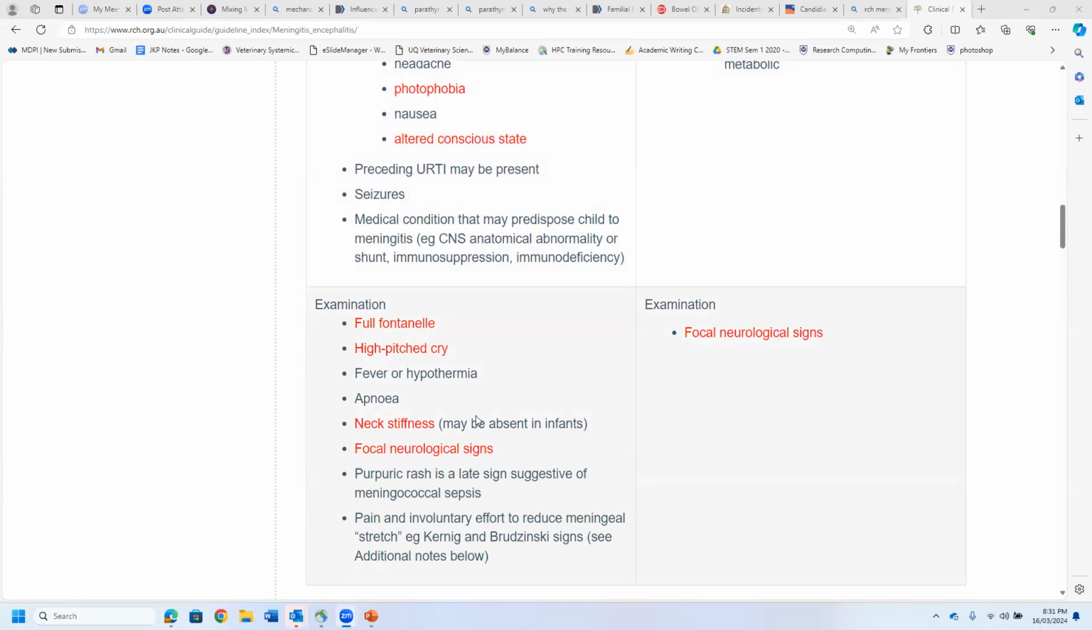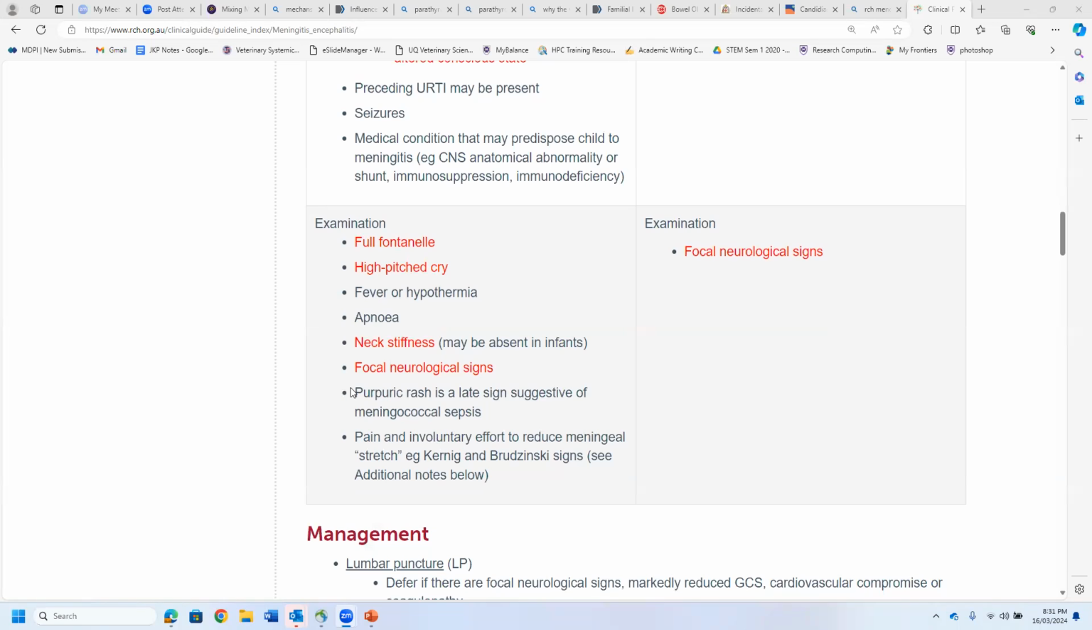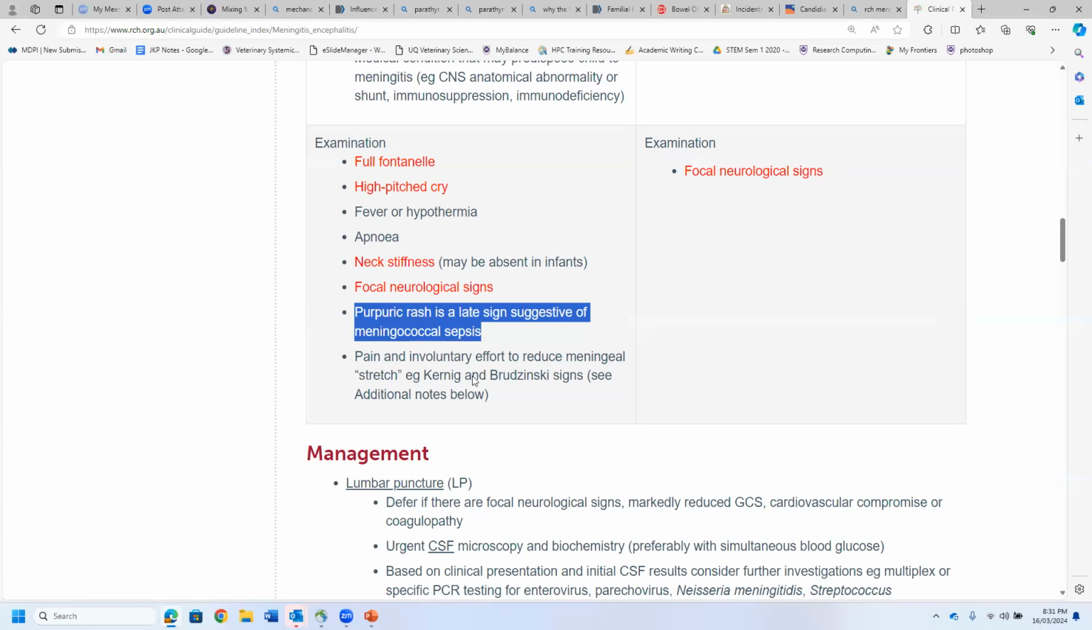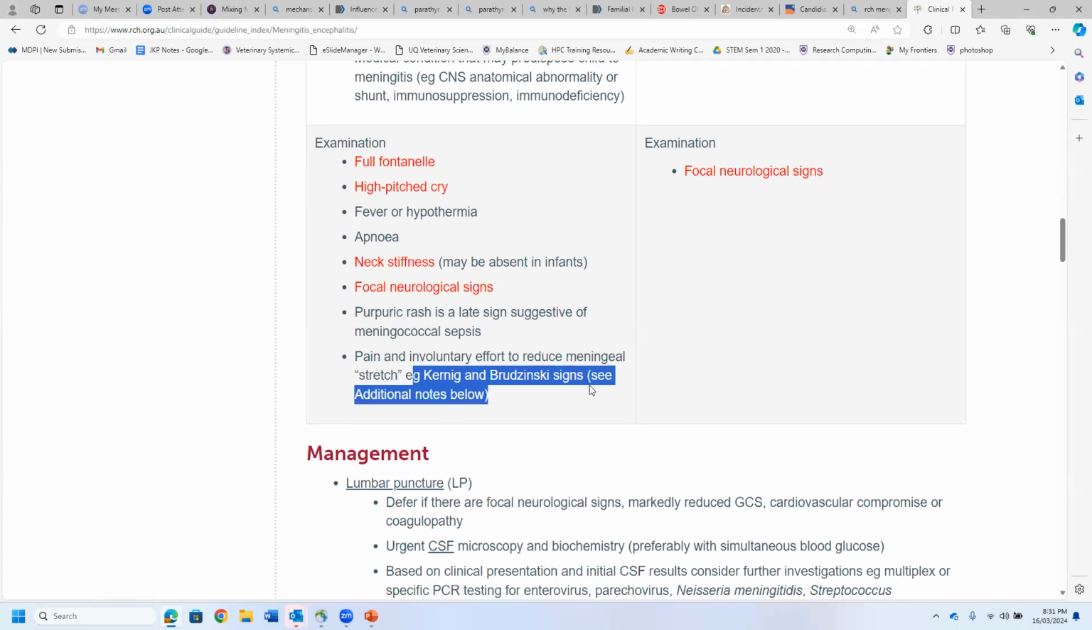So you will do a full examination. Most of the time, if the patient is less than 18 months old, you will find the anterior or posterior fontanelle to be full or bulging, high-pitched cry, fever or hypothermia, apnea. Neck stiffness may be absent in infants. Focal neurological signs can be there, purpuric rash, very important, or Kernig or Brudzinski sign, very, very important.